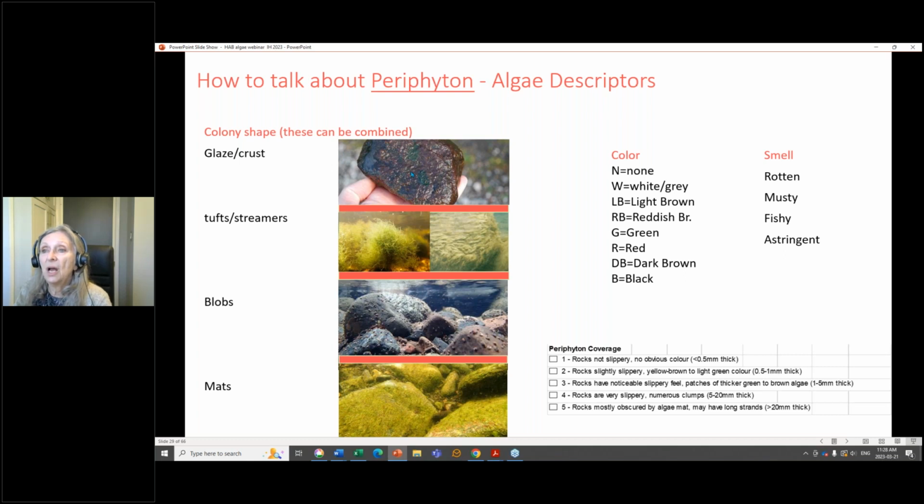Again, some descriptors: a glaze or a crust, tufts or streamers, blobs, mats, the colors that are typical for periphyton, and the smells. But for periphyton, there's also a numeric code that you can attempt to follow. Were the rocks slippery or not? Was it less than 0.5 of a millimeter thick, the harmful algae bloom layer? Were they slightly slippery, noticeably slippery, very slippery, more than 5 to 20 millimeters thick, or mostly obscured by an algae mat? So you can actually rank it. This can all form part of your metadata that goes along in your records with lab results.